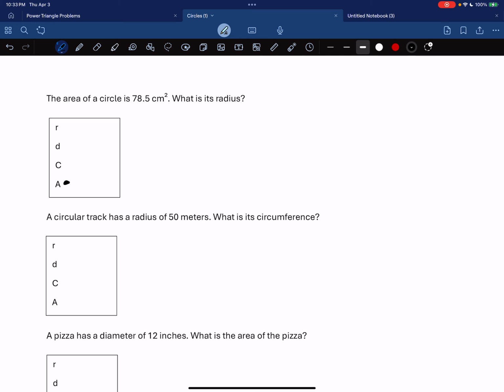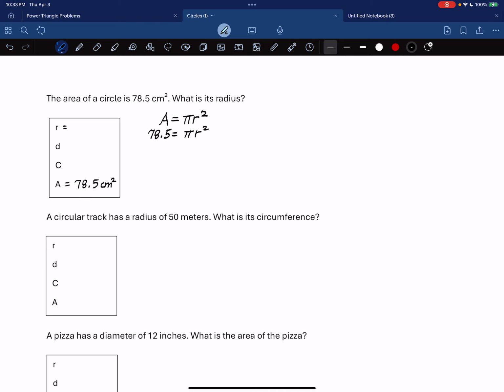So we know that the area is 78.5 square centimeters, and they want us to find the radius. We do not have to do diameter and circumference here. So the formula that I need is the area formula. Area is pi r squared. Area is 78.5. Pi we will deal with, and r squared we're looking for r.